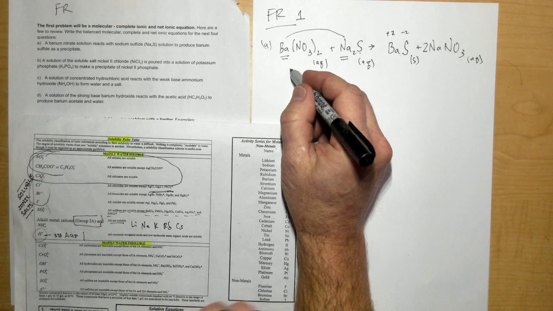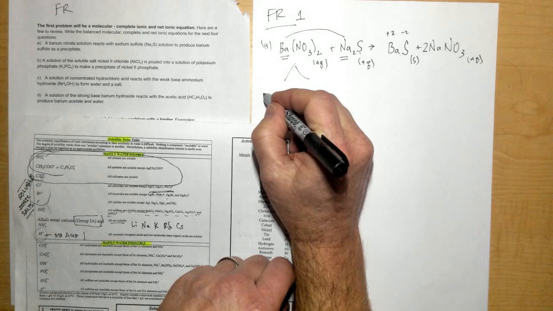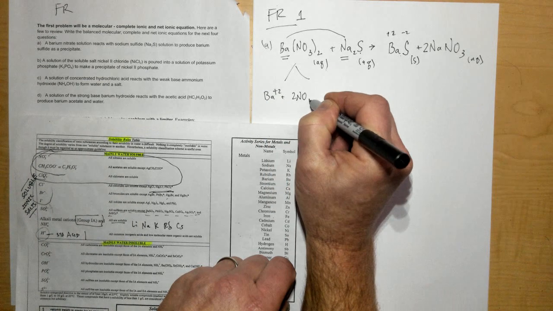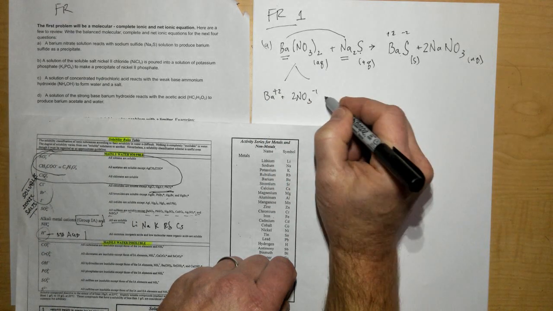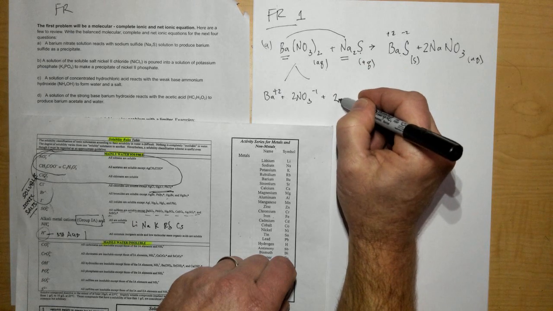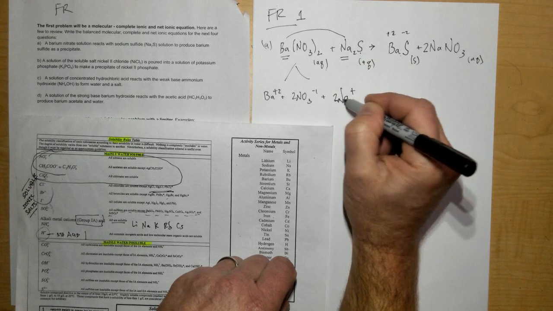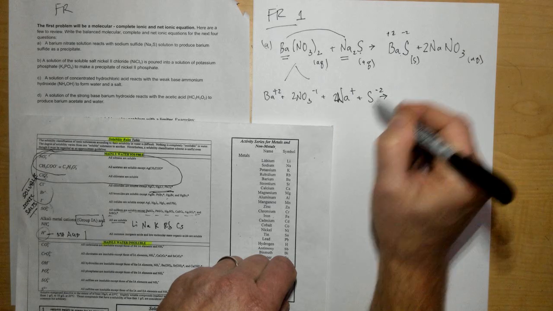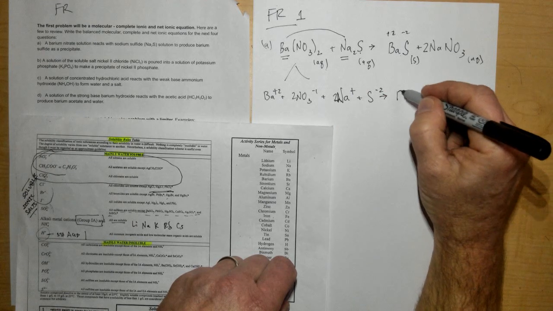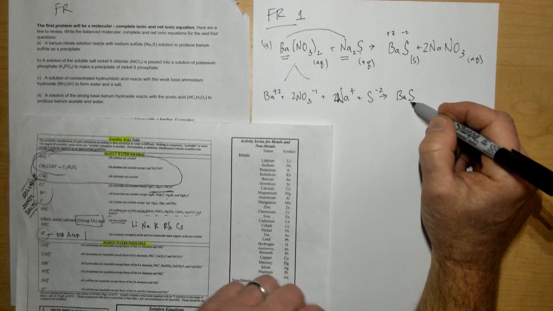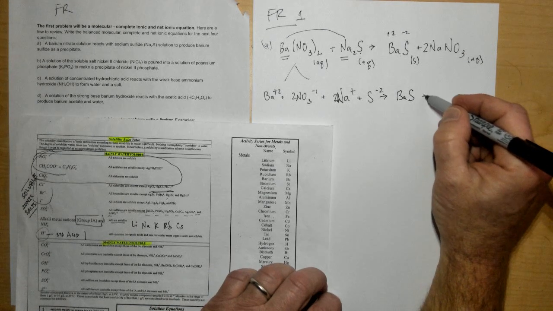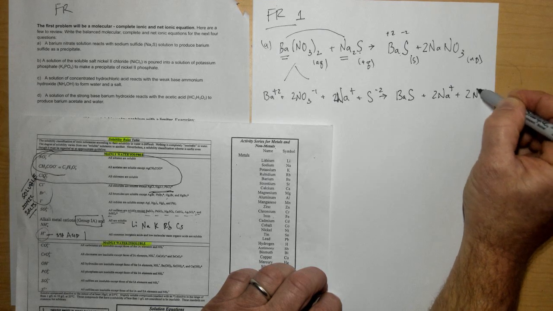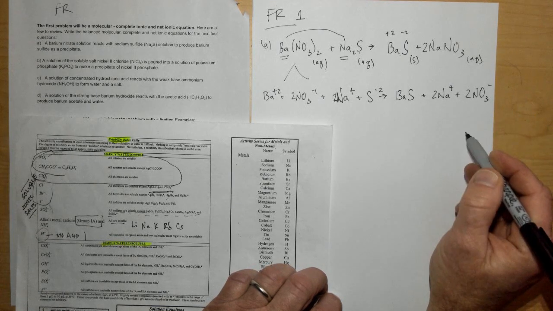And now we can go to the complete ionic, and this one will split up because it's an aqueous salt. So barium +2, 2 nitrates, don't forget to put the little -1 on there, plus 2 Nas, and plus an S -2, aqueous once again. And then this is our insoluble precipitate, and then don't forget to distribute the 2, so we have 2 Nas and 2 NO3 minuses.